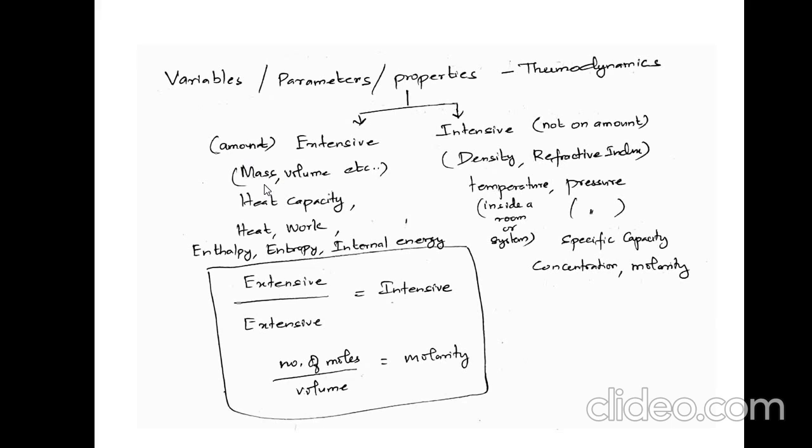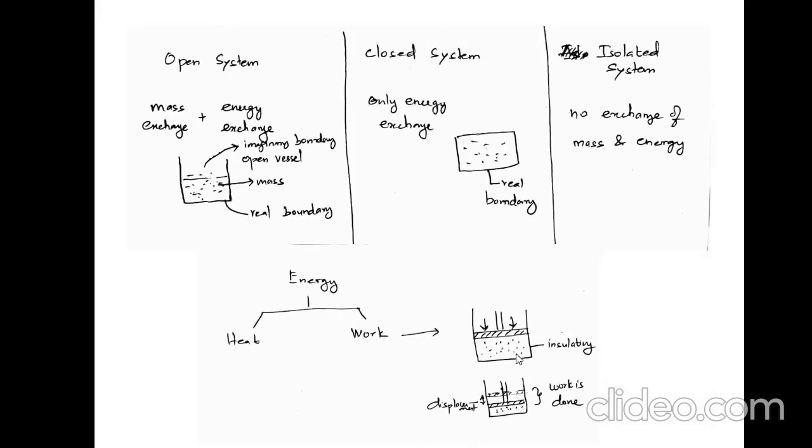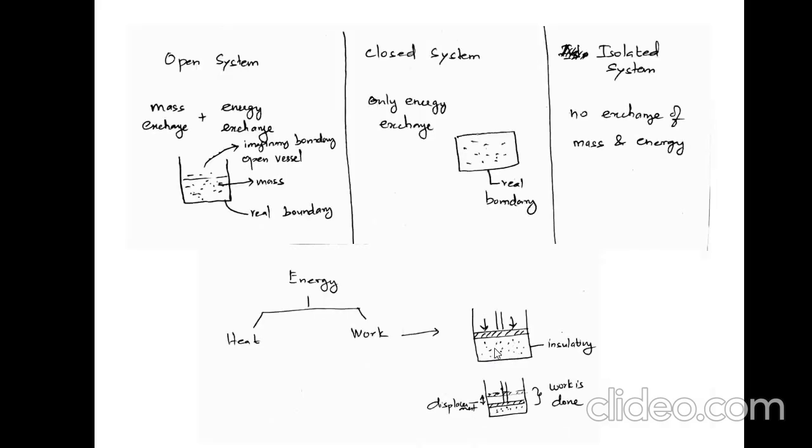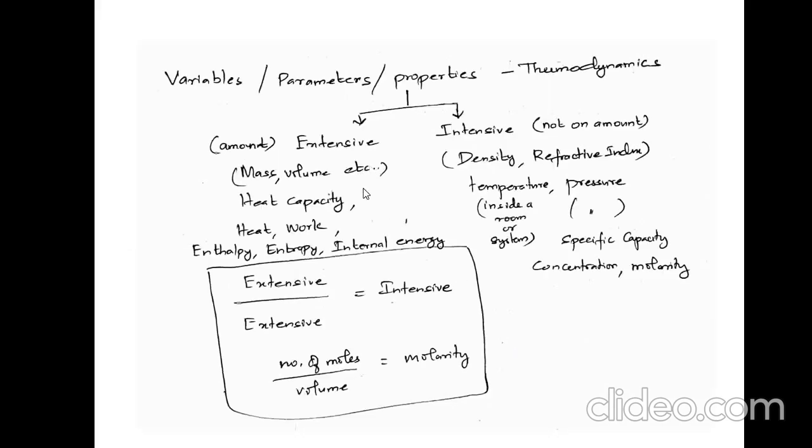If we add a lot of gas into the piston, you are increasing the mass. Accordingly, mass is an extensive property, right? Like volume, if you go on increasing the mass, the volume will increase. So mass, volume, everything comes under extensive property. Whereas intensive properties do not depend upon the mass or amount, right?